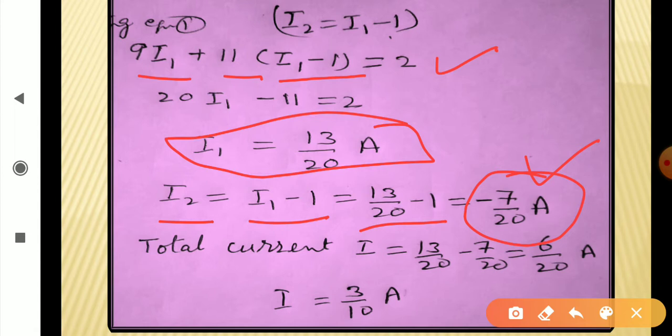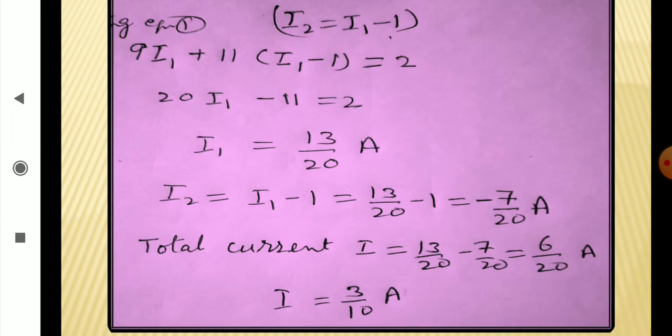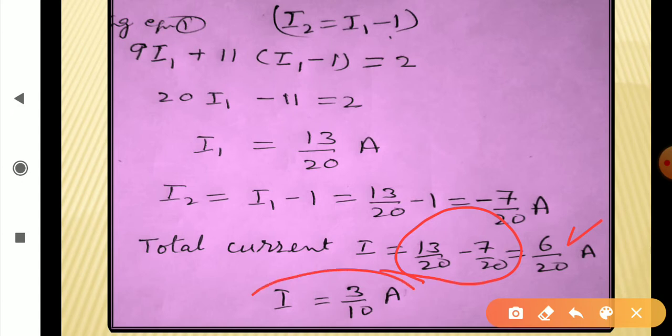Now if we had taken current along this direction, then the actual current is along this direction, opposite to that. The actual current is opposite to the direction that we have assumed. And the total current is I1 plus I2, that is 13 upon 20 minus 7 upon 20 is equal to 6 upon 20, and simplifying it we get 3 upon 10 ampere.